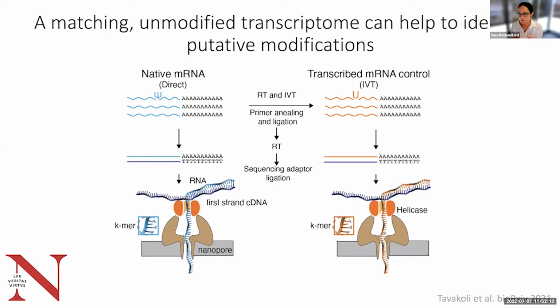And you've basically made an erased transcriptome. So you removed all of the RNA modifications from these samples, and then you can pass this through the pore and collect your direct RNA sequencing data for that transcribed mRNA control. And this has been used by several groups in order to identify sites where you have a deviation in the current signal.